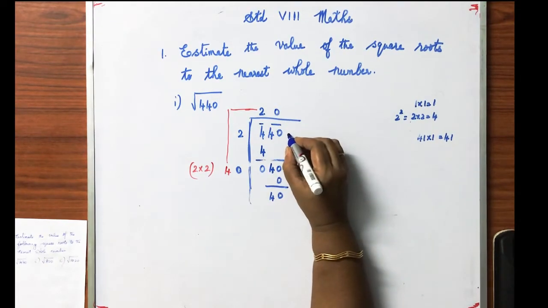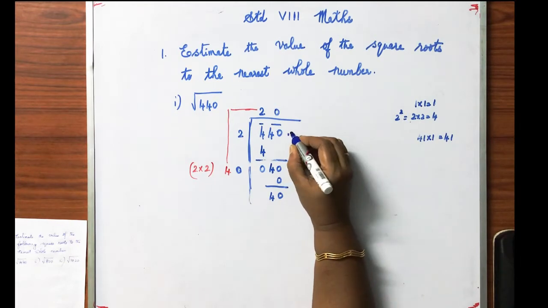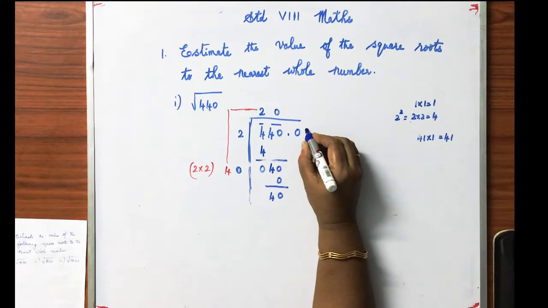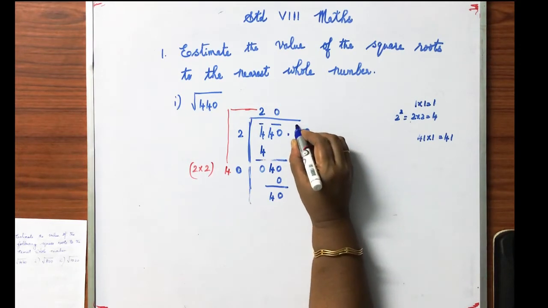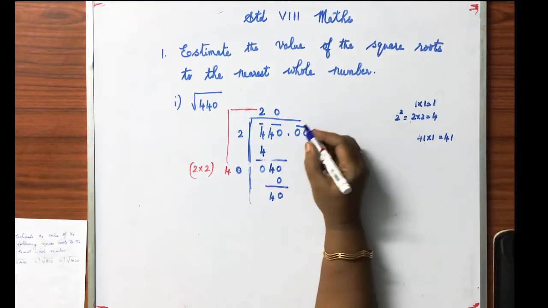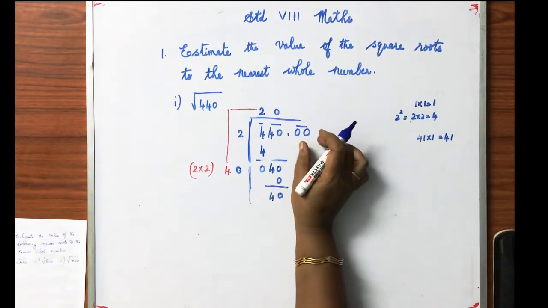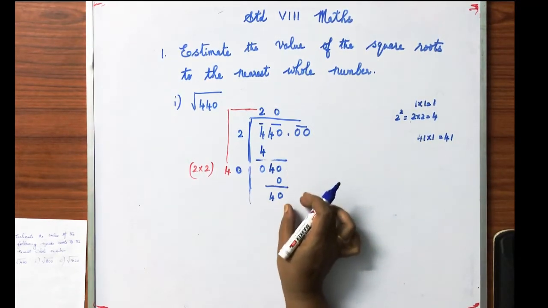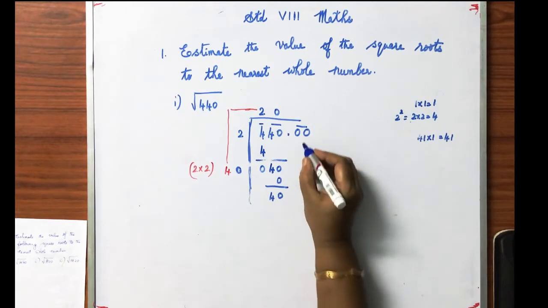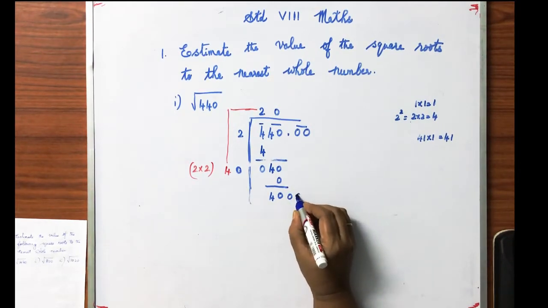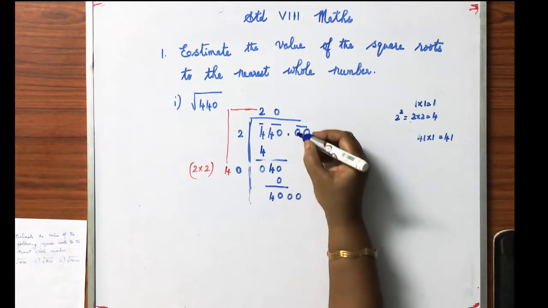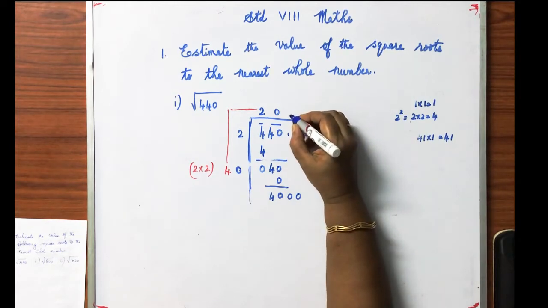So what we have to do is keep a decimal point and add 2 zeros, because we have to make the pair now. We should not add 1 zero, we should add 2 zeros. Now we have to bring down the next pair. So 0 0 we will get. Now to write the next number as the quotient, here also we should keep the decimal point.